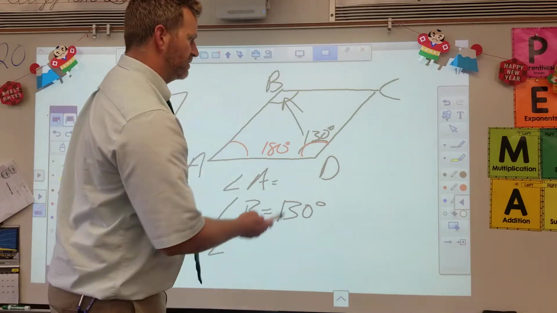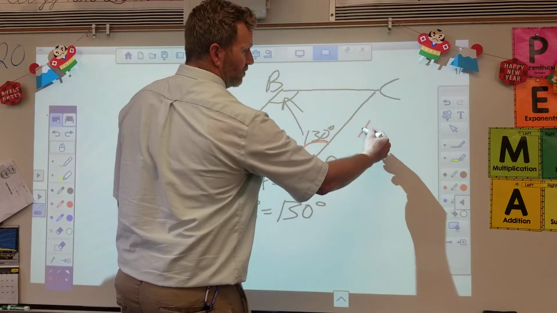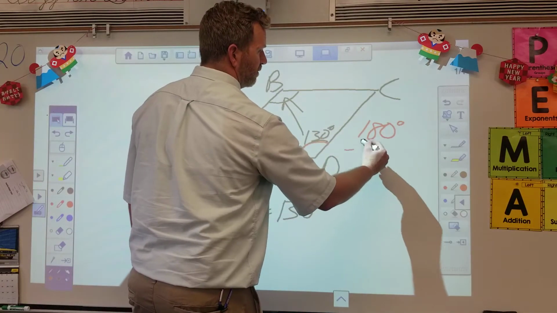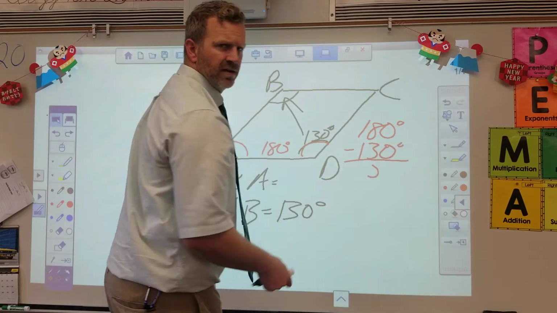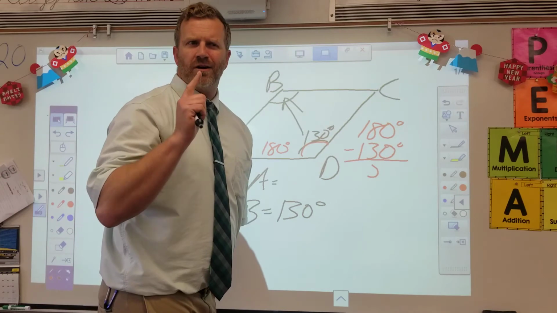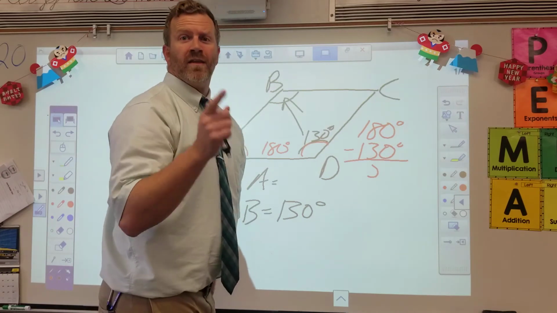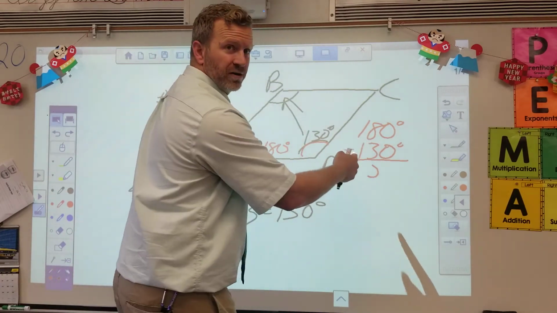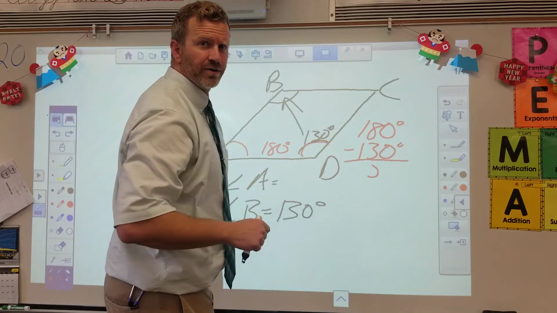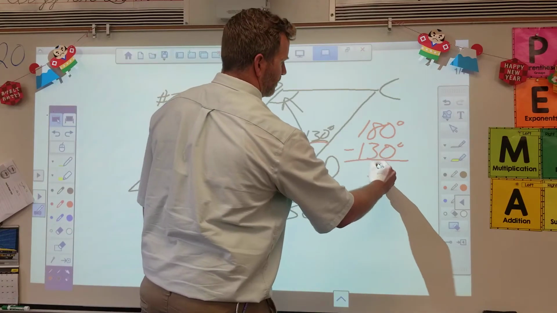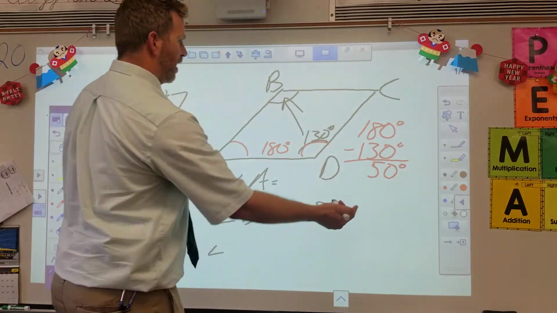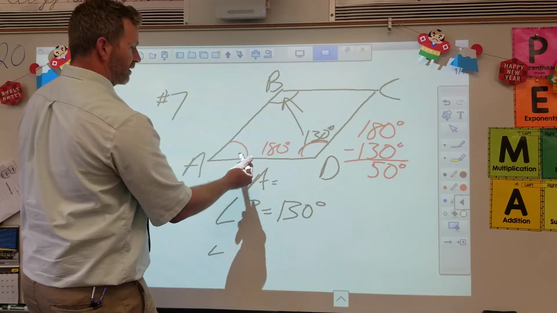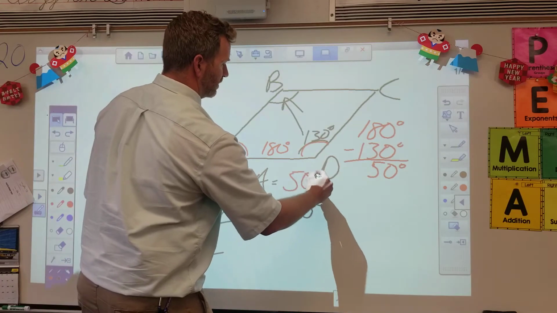So I know one of these angles, 130. So we can go 130 and subtract that from 180. Josiah, how much is this going to equal? 180 minus 130. Awesome, 50 degrees. That means that angle A is 50 degrees.